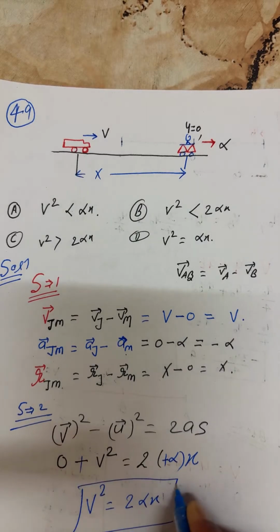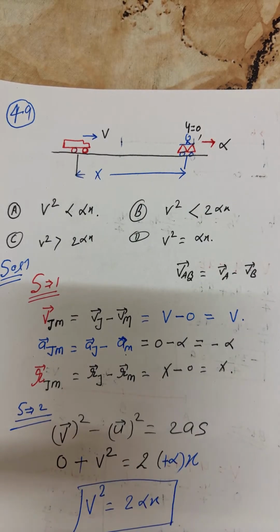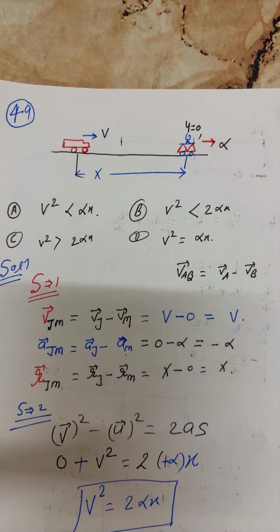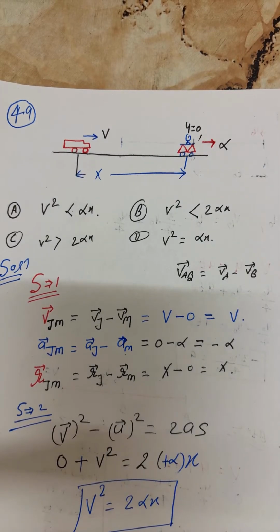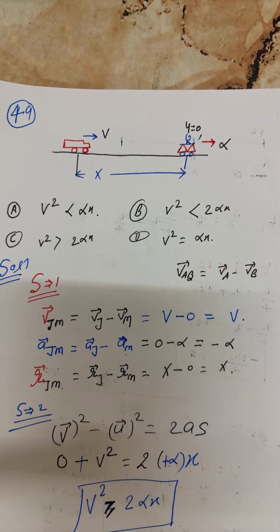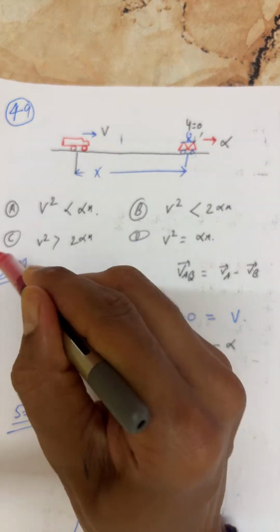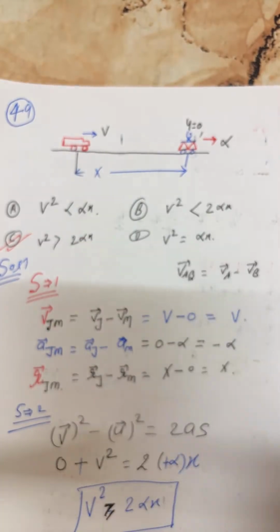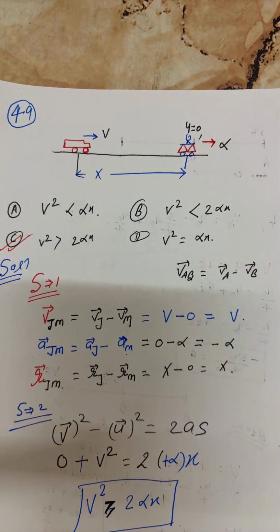Which option is correct here? V square is equal to 2 alpha x. Right? So this is the condition, which you can also write here because there is no option at all, greater than or equal to here. So students, you can go with the option, Canada. Canada is the correct answer for this question.